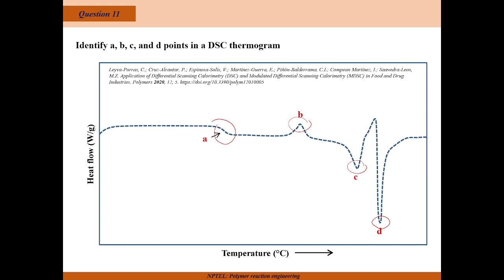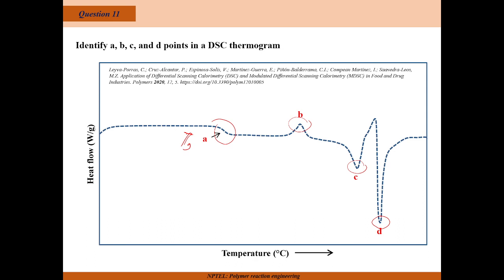Likely, the glass transition temperature should be A. Yes. D is a melting transition. These two are clear, but out of B and C, one is for crystallization. I think it should be B. These points can be relative also, like how we define the point. Correct. I can say this is the onset of glass transition temperature, this is the onset of crystallization, this is the onset of the molten state, and this is the onset of complete degradation. So, basically, what Sir said is absolutely right.